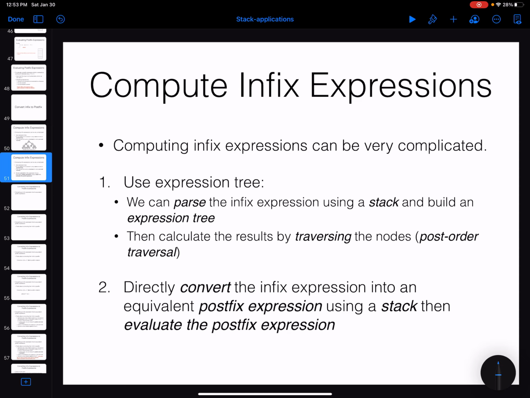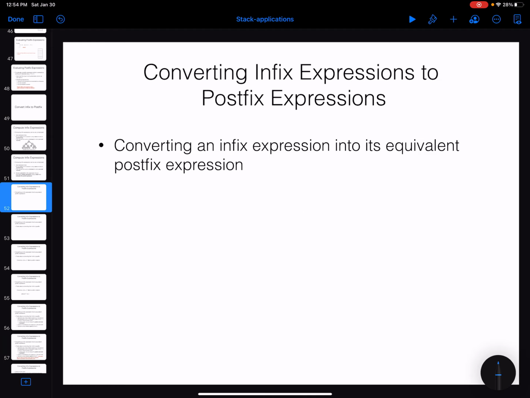Here I'm going to talk about the second approach, where we directly convert the infix expression to postfix, and later on, using the other algorithm that we have already discussed, we can evaluate the postfix expression. This one can be done using a stack. Actually, even the first approach, converting the infix expression to an expression tree, was also done using a stack. Both of these algorithms are examples of stack applications, but I'm going to focus on the second approach, where we directly convert the infix expression to its equivalent postfix.